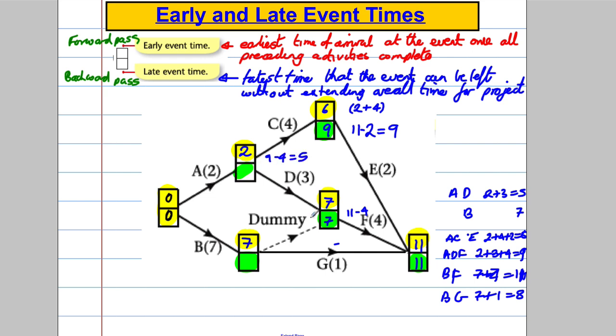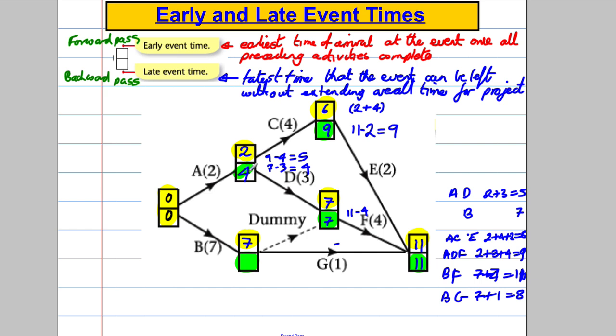But what about this element here? Here I do 7 take away 3, which is 4. So I have to leave here at least 4 in order not to delay this element here. Now I'm going to pick the smallest of those numbers. On the forward pass I pick the biggest, on the backwards pass I pick the smallest. So I'm going to say that's 4.